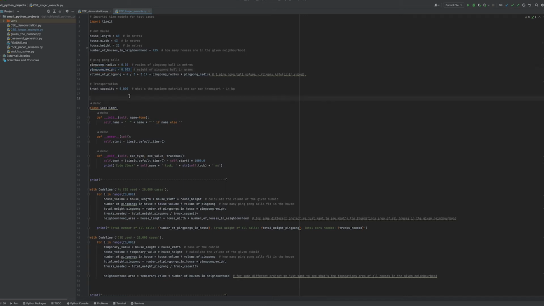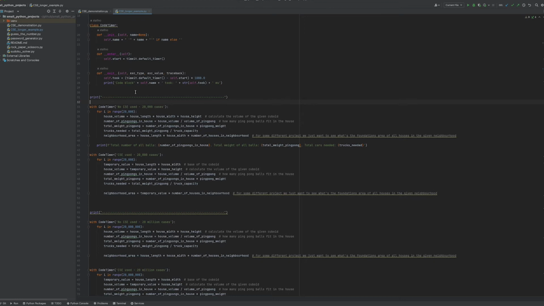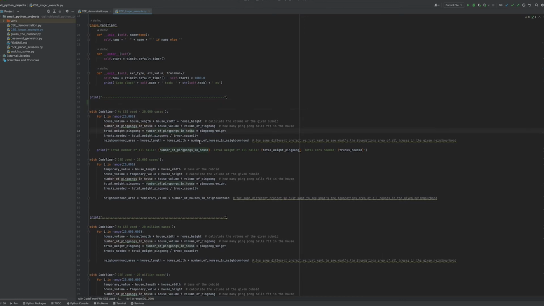For this example, we will need the ping pong ball radius, which is 2 centimeters, and the ping pong ball's volume, which can be calculated by the equation 4/3 multiplied by pi multiplied by radius squared, which I did. Additionally, we have the weight of each ping pong ball and the weight capacity of the truck that will bring the balls, so we know how many trips must be made.